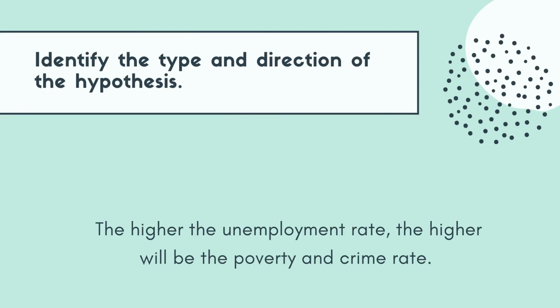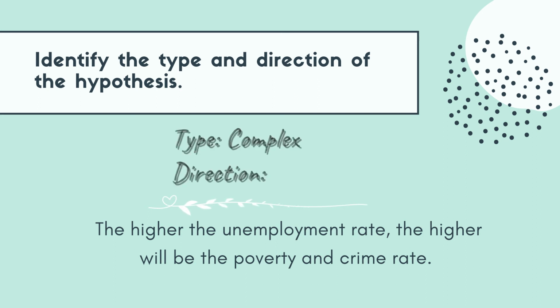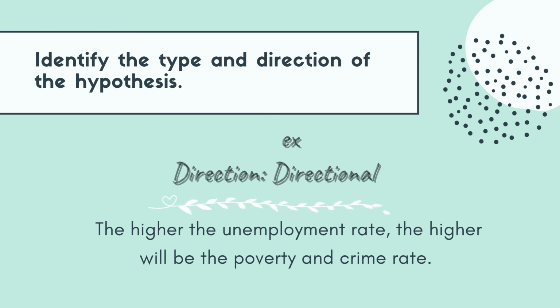Let us now try to answer this activity. Given the following hypothesis, identify the type and direction which applies to each. So, type and direction yung ating i-figure out. Number 1, the higher the unemployment rate, the higher will be the poverty and crime rate. This is a complex type of hypothesis kasi mayroon siyang iisa lamang na independent variable which is unemployment rate pero dalawa ang dependent variable, yung poverty and crime rate. Samantalang ang direction naman nito ay directional.